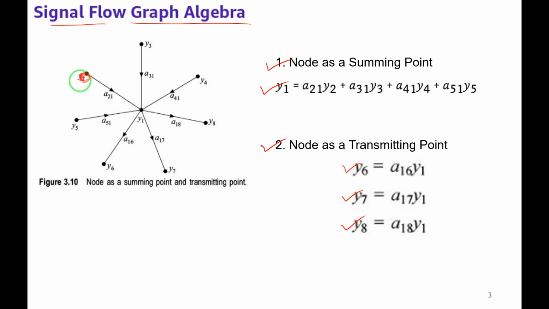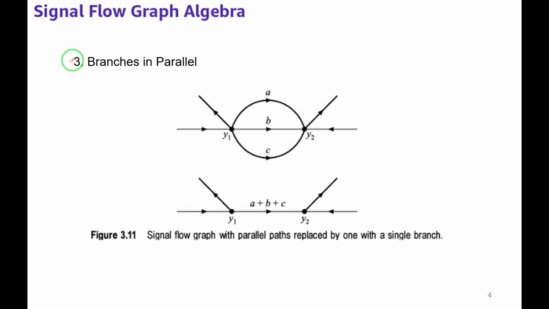But the node y2 is not a transmitting point. Observe the nodes y6, y7, y8. They are the transmitting points, because the signals are transmitted from other nodes to these particular nodes. Hence the nodes y6, y7, y8 act as transmitting nodes, whereas the node y1 acts as a summing point for the signals coming from y2, y3, y4, and y5. I hope you came to know what is a node acting as a summing point and a node acting as a transmitting point. Next we'll continue with the signal flow graph algebra.